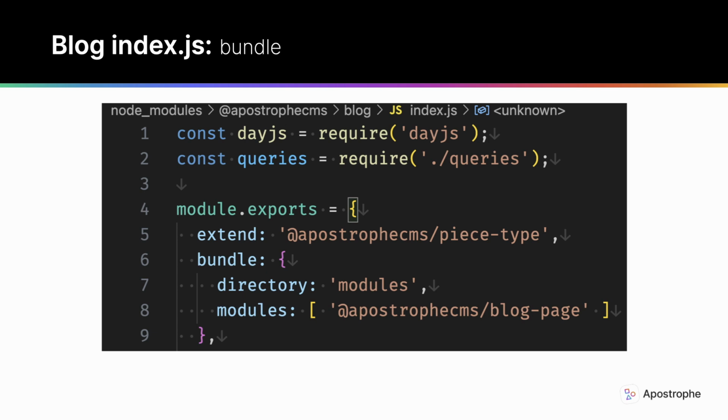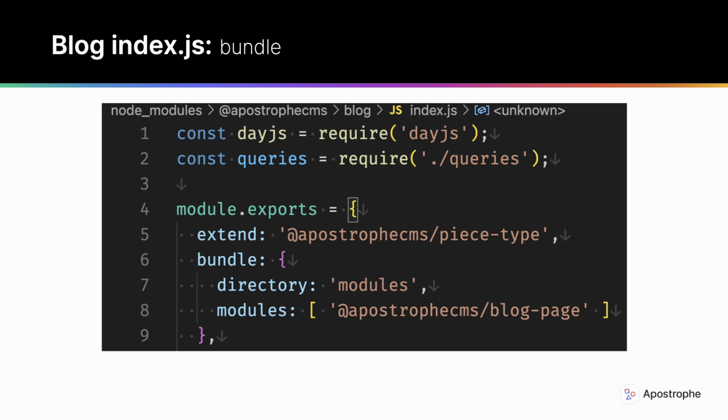The modules/Apostrophe CMS/blog page folder contains the index.js file for the new piece page type and also a views folder containing the expected show.html and index.html files, but also a filters.html file that contains the markup for the filters that users can apply to the pieces.